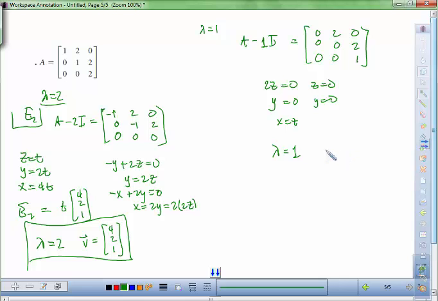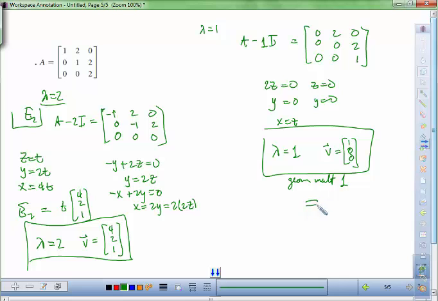So lambda is equal to 1. We only have one vector associated with this, which is t times 1, and then the y and the z have to be equal to 0. So it looks like this has geometric multiplicity 1. So that's not the same as the algebraic multiplicity. So all that stuff in the previous page is useless.